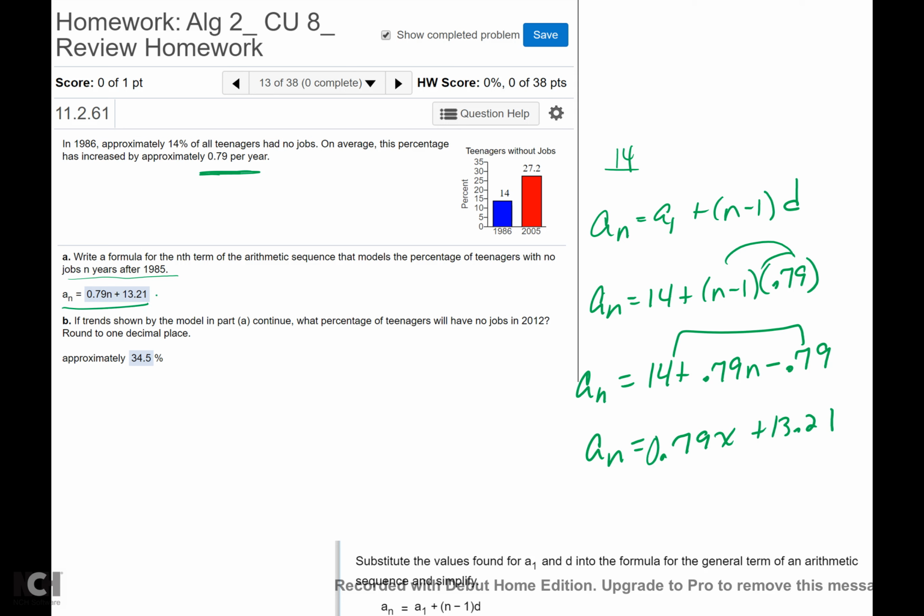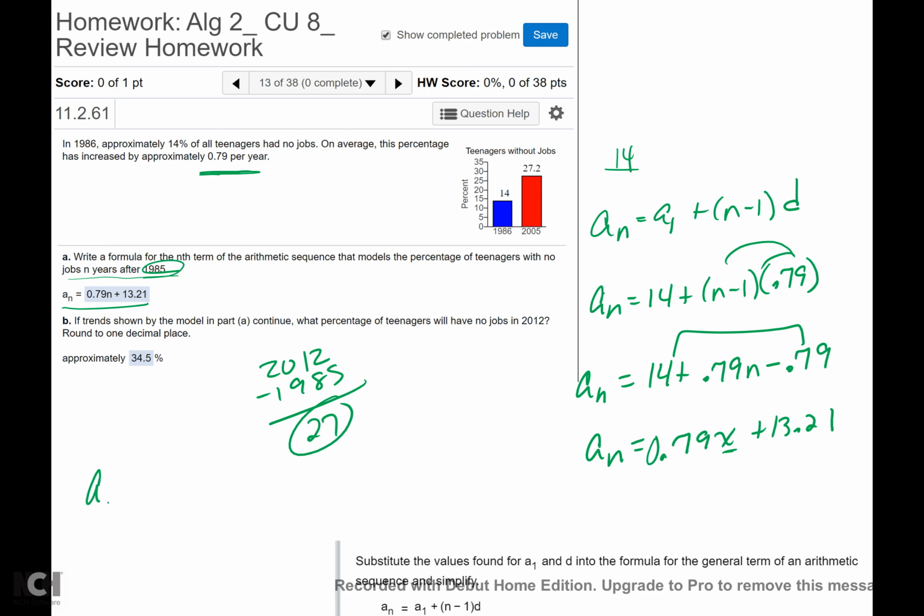There's that. And then it says, if trends shown by the model in Part A continue, what percentage of teenagers will have no jobs in 2012? They're giving me a time, but you're not going to plug in 2012, because that would be finding what the salary would be in 2012 years from now, and they don't want to know that. The n represents the number of years after 1985. So to figure out how many years that is, subtract 1985, and you get 27 years. So they want me to replace x with 27.